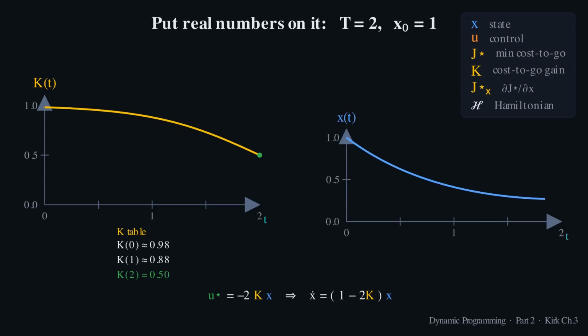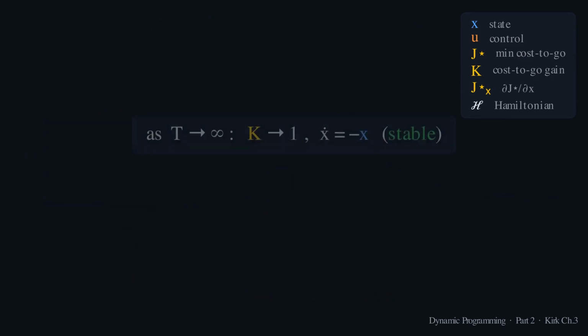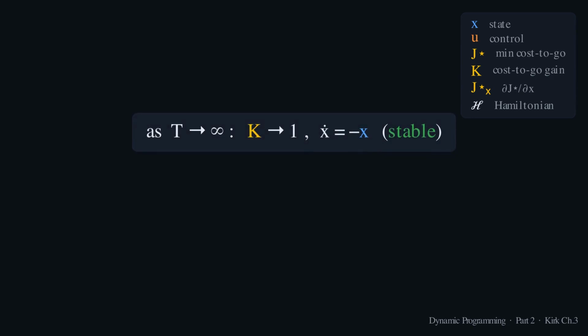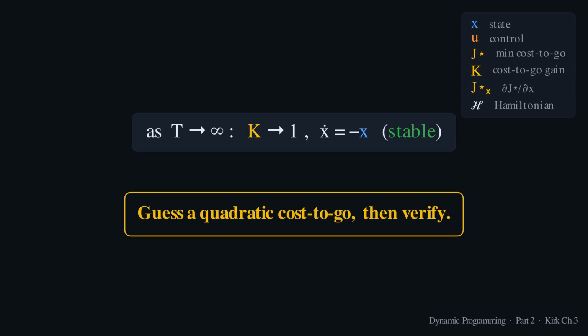Early on, k is near 1, so the rate is near minus 1. The state decays hard from 1 down to about 0.4 by the 1 second mark. Near the end, k falls to 1/2, the rate hits 0, and the trajectory coasts to rest. And if we let the horizon run to infinity, k just sits at 1 forever. The loop becomes x dot equals minus x, and the system is stable. That is the whole move. Guess a quadratic cost to go, then verify.